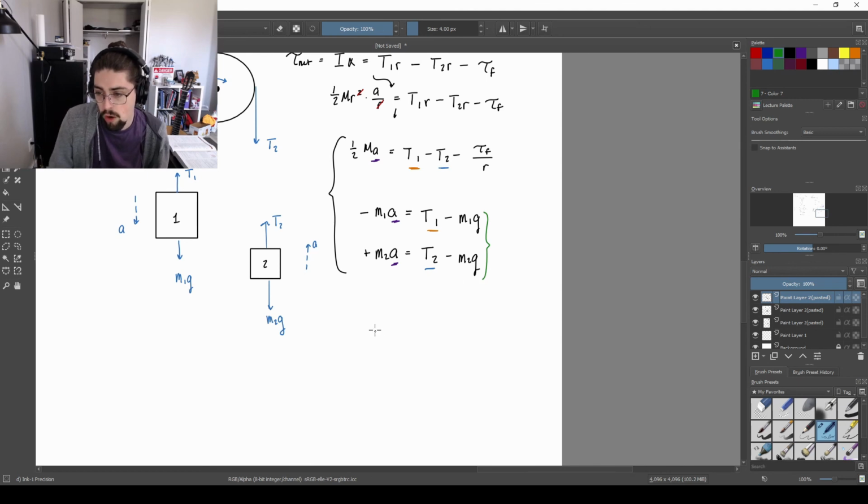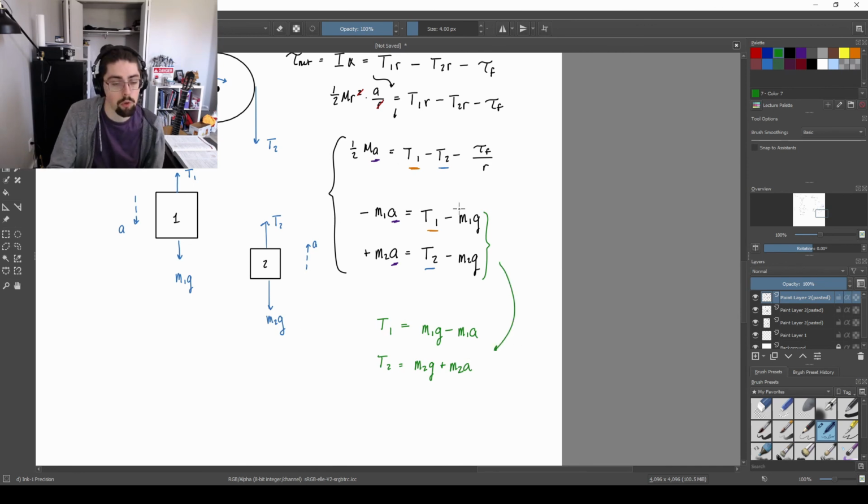And let's turn those into T1 is equal to M1G minus M1A. T2 is equal to M2G plus M2A. And let's go ahead and plug in both of those to my top equation. So here's what I'm going to come out with then.